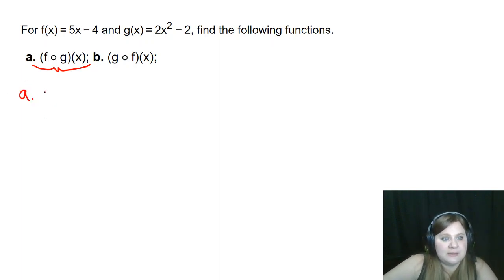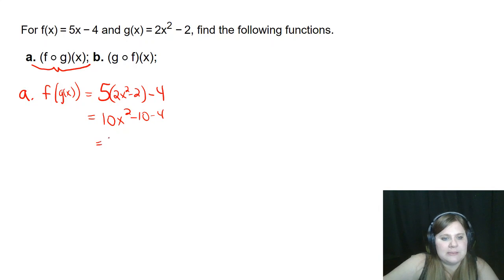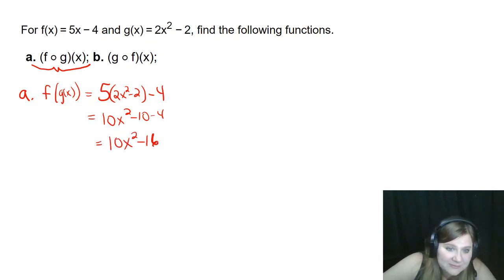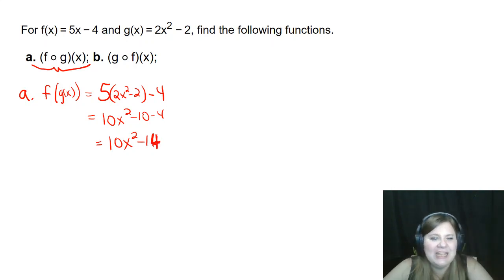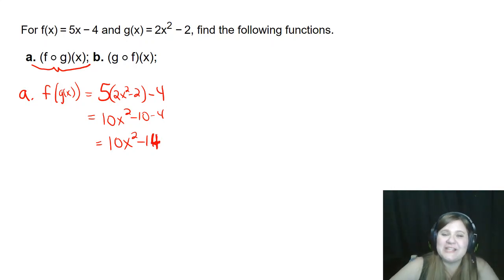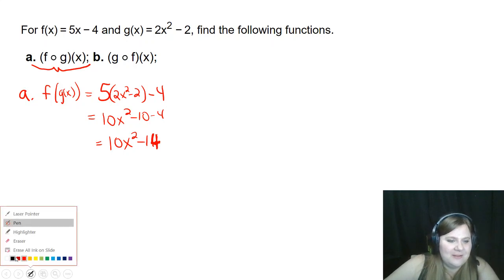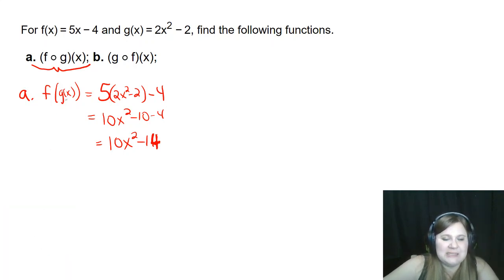So for f of g of x, which I write like this, I have 5 times x minus 4, and I'm going to plug g into that. So I have 2x squared minus 2. I can distribute and combine like terms, and I get 10x squared minus 6, sorry, 14. That's a 14. All right, so that one was pretty straightforward. And again, notice since g was the inside one, you plugged g into f.